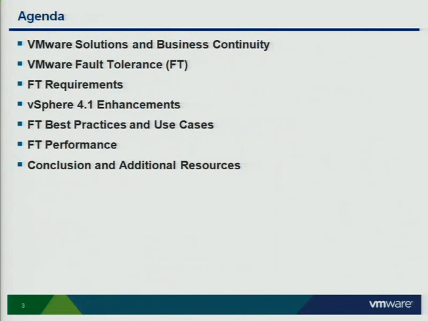Okay. Agenda. So first I'm going to talk about the business continuity solutions and what it means to VMware. And then I'm going to pass things off to Prashant, and he'll describe what fault tolerance is and how it works. And then he'll cover some of the requirements on the software and hardware side of things for fault tolerance. And then he'll pass it back to me. I'm going to talk about some of the enhancements we did for vSphere 4.1, which was released recently. And then I'll cover some best practices and usage scenarios, and then follow that by performance. And then I'll show you some additional resources as well. All right?